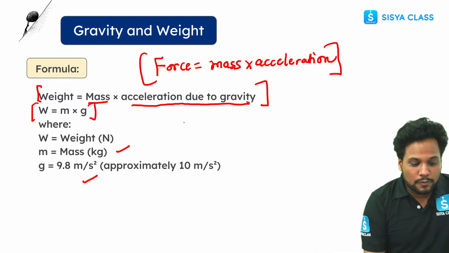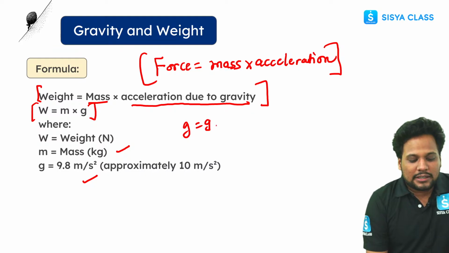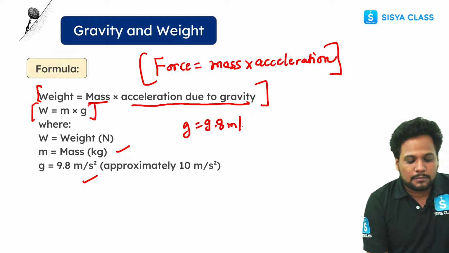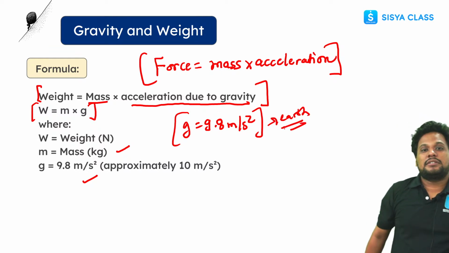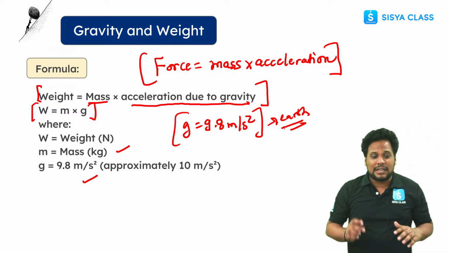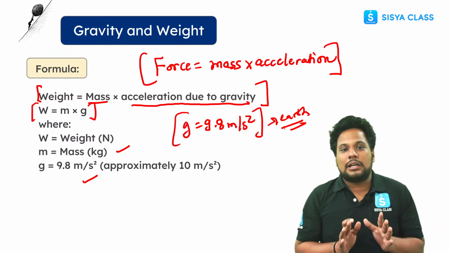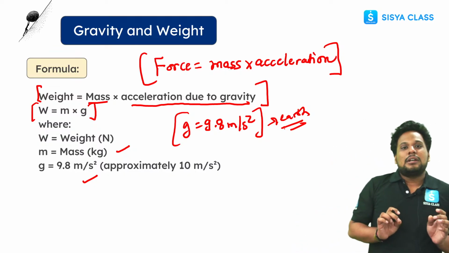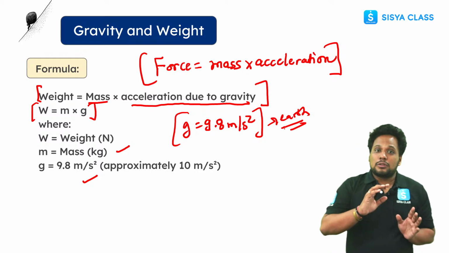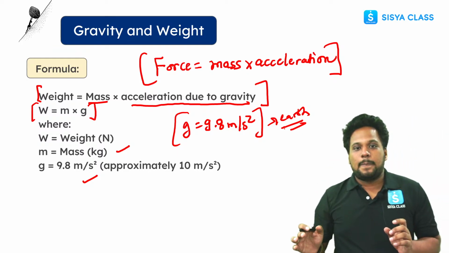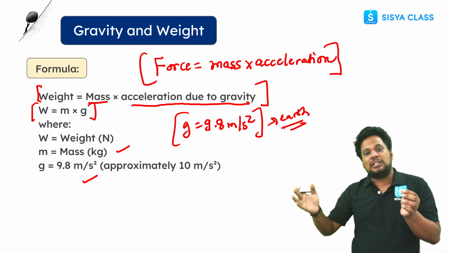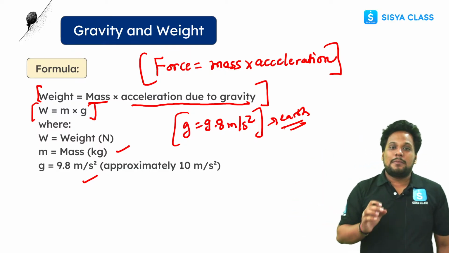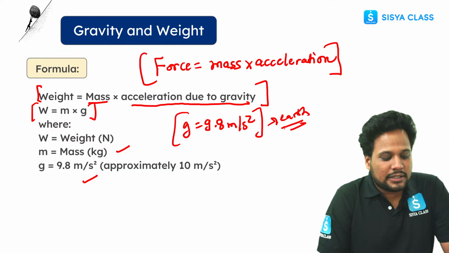g is equal to 9.8 meter per second square. Okay, this is for earth. This is clear, and for now I tell you this is fixed, but just remember that it is also going to change from pole to equator. The value of g is different on pole and the value of g will be different on equator. Remember this. Okay, this is clear.